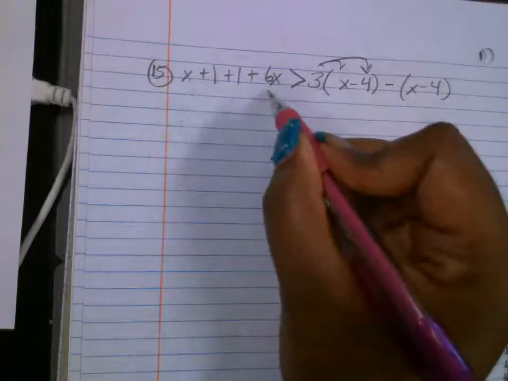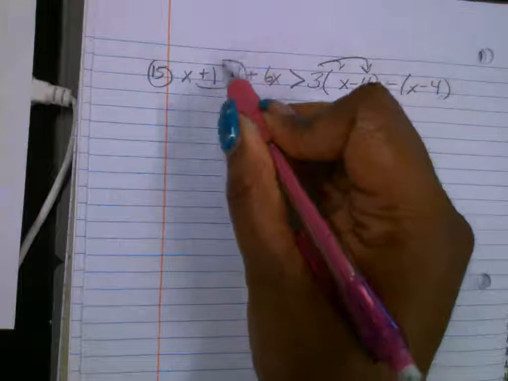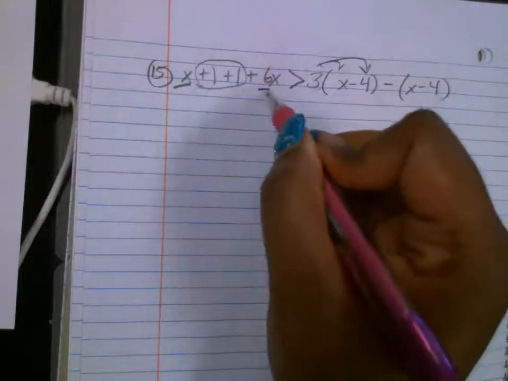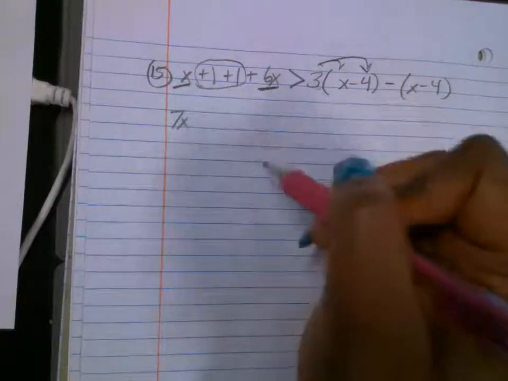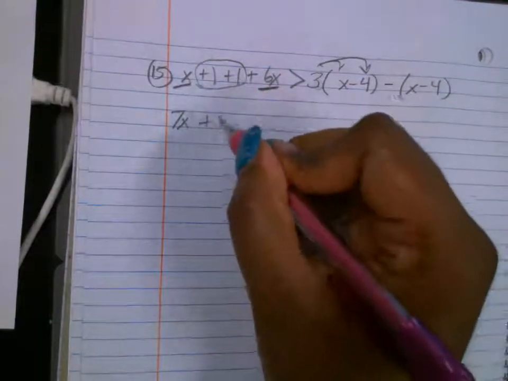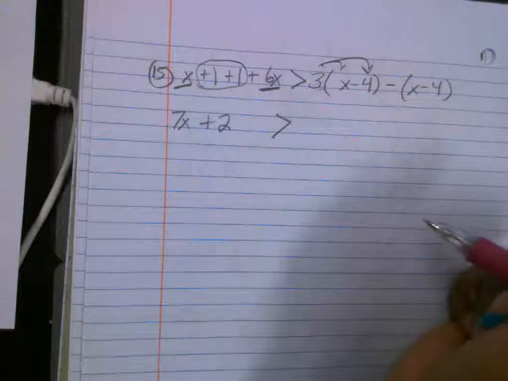On this side, we can combine terms. We can combine these two together, and we can combine these two together. So 1 plus 6 is 7, 7x. 1 plus 1 is 2. Okay, so we got that side.